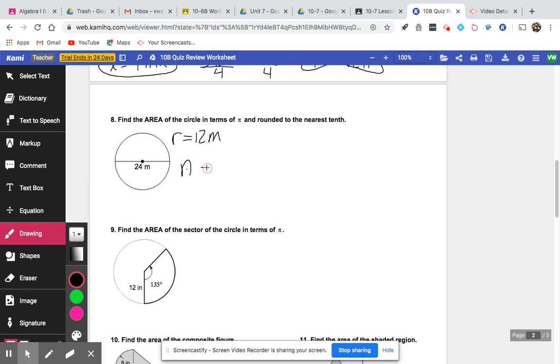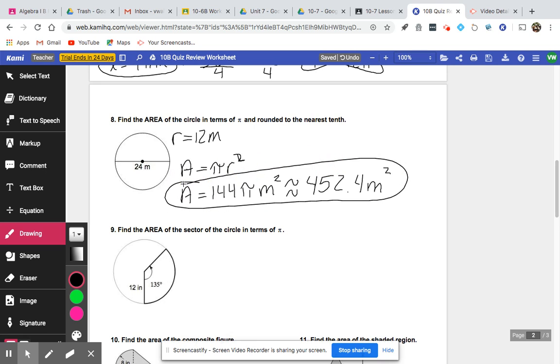So from there, we just need to use pi r squared, where we use the radius as 12. So 12 squared is 144. So 144 pi meters squared. Don't forget your unit. Now we need to convert that and round it to the nearest tenth. So 144 times your calculator's answer for pi should get you right around 452.4 meters squared. So that's number 8 done in its entirety.